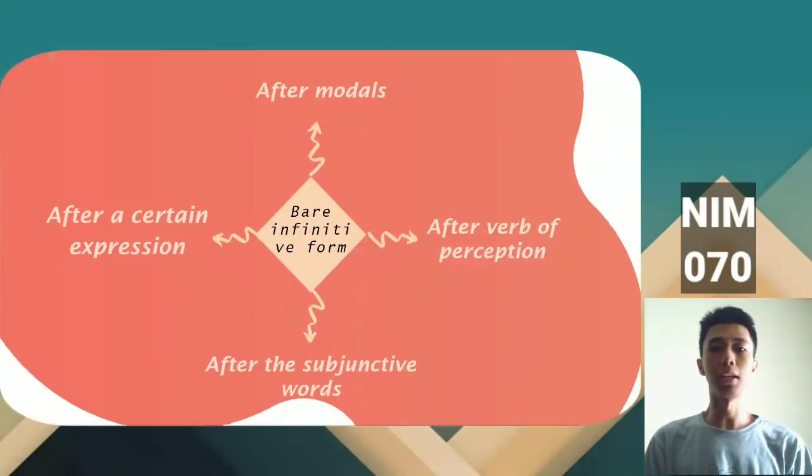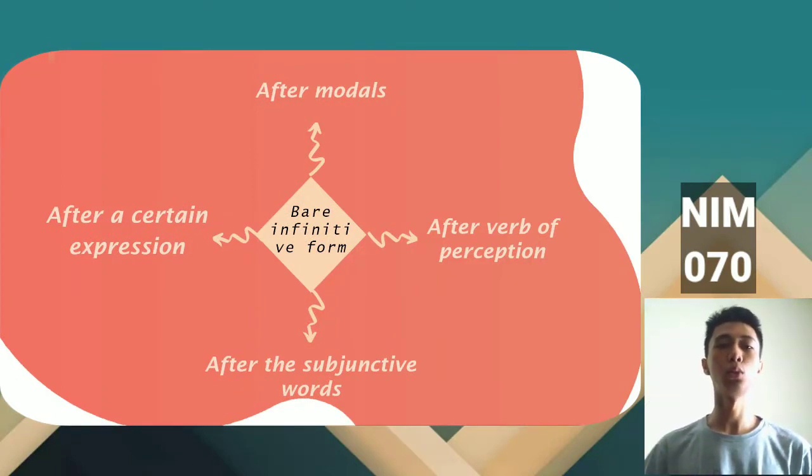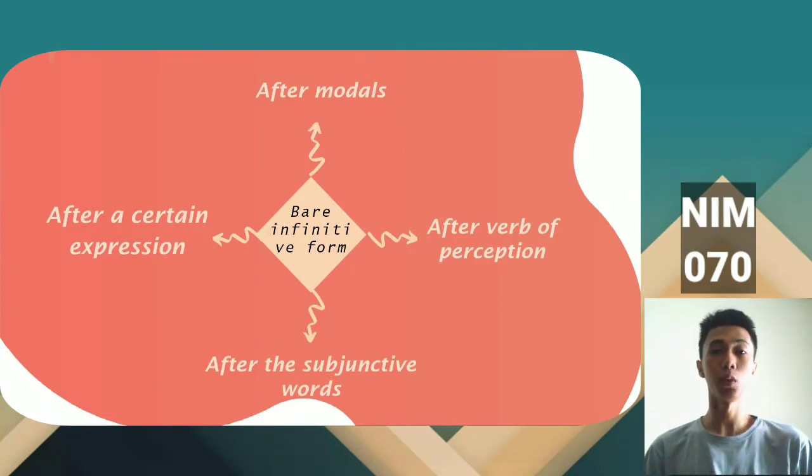My name is Nengah Oka Darmayasa. I'm going to explain about the bare infinitive form. There are four ways to use the bare infinitive form. The first one is after modals, the second one is after verbs of perception, the third one is after subjunctive verbs, and the fourth one is after certain expressions.